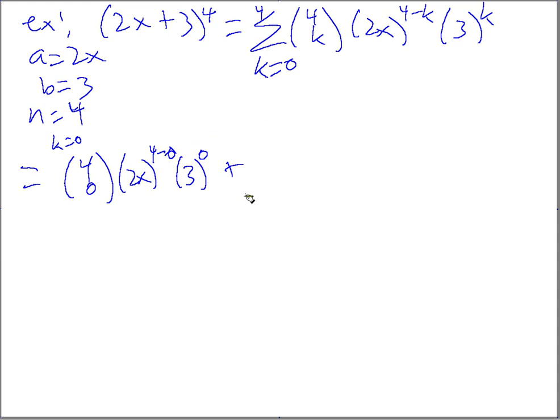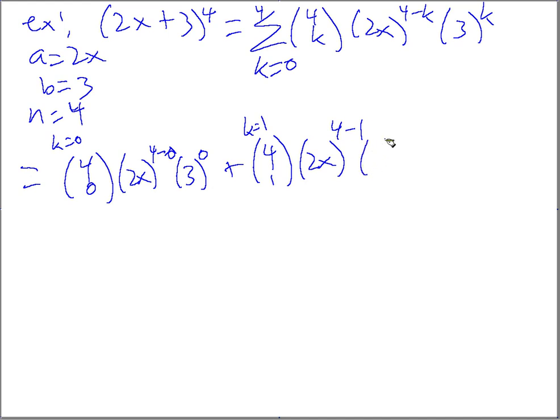Plus what? Now we have 4 choose 1, because now k is going to be 1 for the next term. And what do you have? 2x to the what? Instead of 4 minus 0, it would be 4 minus 1. So again, the key concept here: the power of the first term is always the difference of these two numbers, 4 minus 1. Now you can skip this step and say 3 if you want to. That's fine, but I'm showing you step by step.